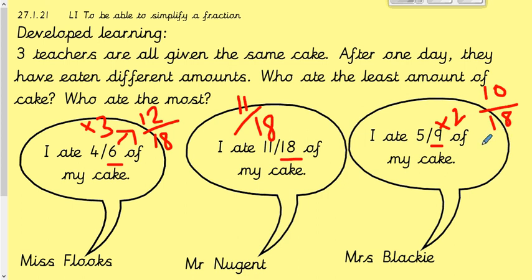So who's eaten the least amount of cake, looking at these fractions? That would be Mrs. Blackie. So Mrs. Blackie must be on a diet because she's eaten the least amount of cake, unlike me.